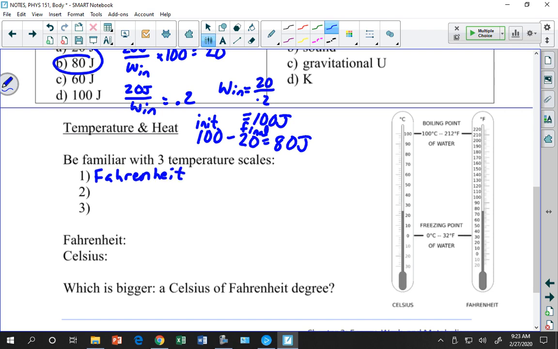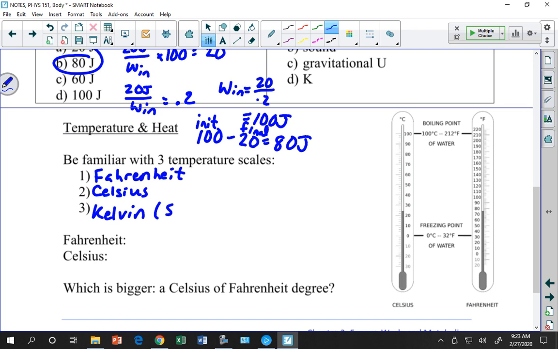Fahrenheit is actually a German word. Fahren means, I think, to drive. Anybody know German? Height is heat, I know. I think it's "to drive heat." The Celsius scale. And then also the Kelvin scale.